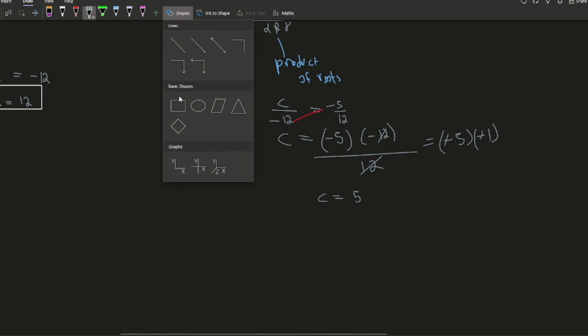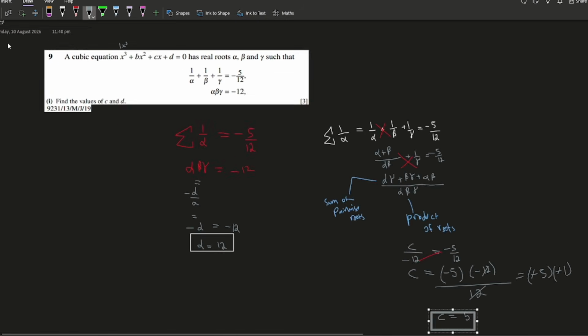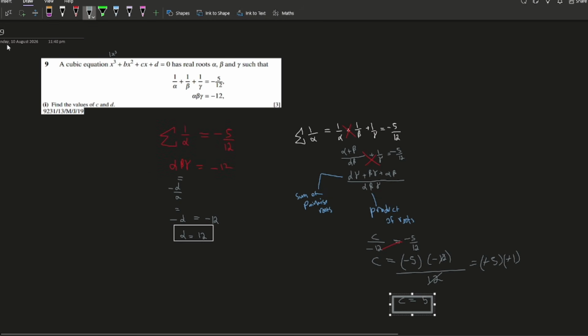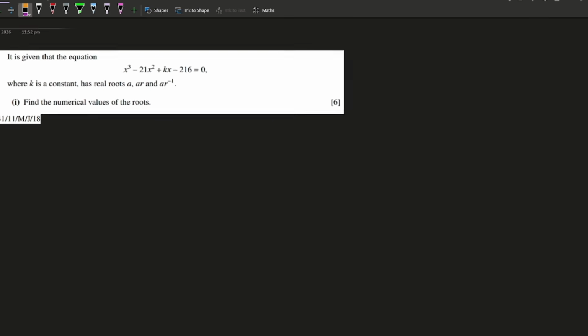So this is basically free 3 marks. This is a really easy type of question. So now let's try something more difficult. Okay, so question number 4 from May June 2018 paper. This is a slightly trickier question but also easy.